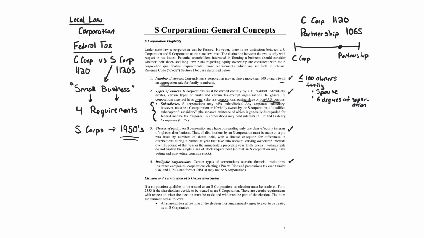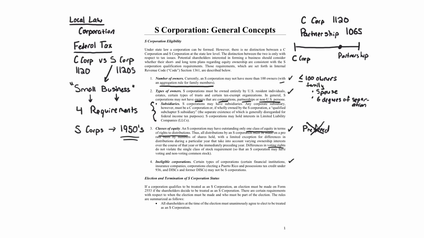classes of equity is the third requirement. An S corporation can only have one class of equity, and it's with respect to distributions. You can have differences in voting rights. So knowing that means that you can never have preferred stock, because preferred stock is preferred when it comes to common, right? You always have to have common stock if you have preferred stock.